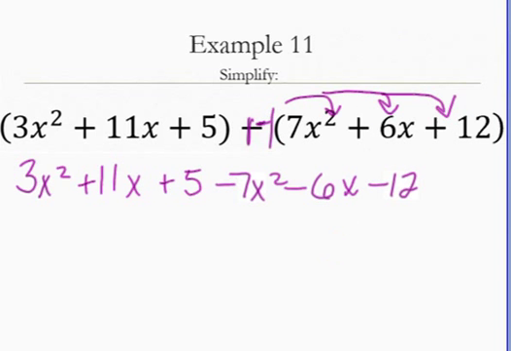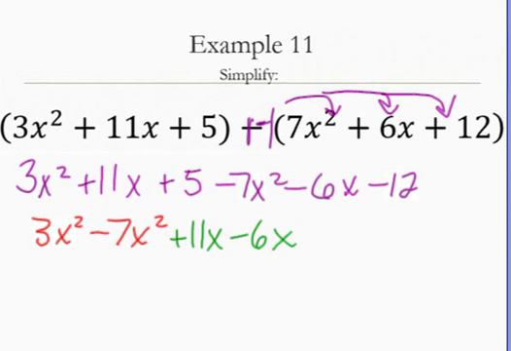Now we can group our like terms together. Because we're going to write our answer in standard form, we want to start with our largest exponent, which would be the x squared terms that we have here. So I'm going to group the 3x squared together with the negative 7x squared. Then I'm going to look for my next highest exponent, which happens to be a 1, so I'm looking for the 11x and the negative 6x. And finally, we can put our constants at the end, a positive 5 and a negative 12.